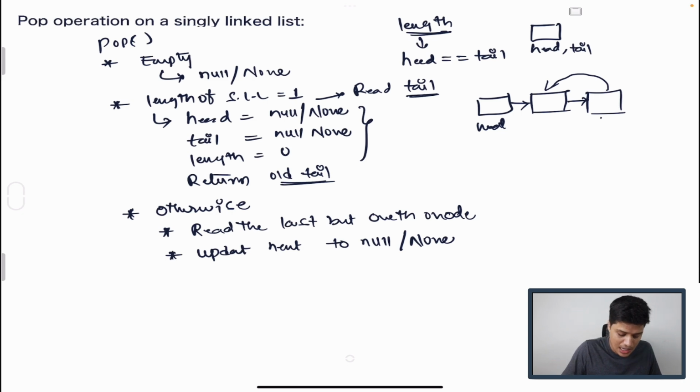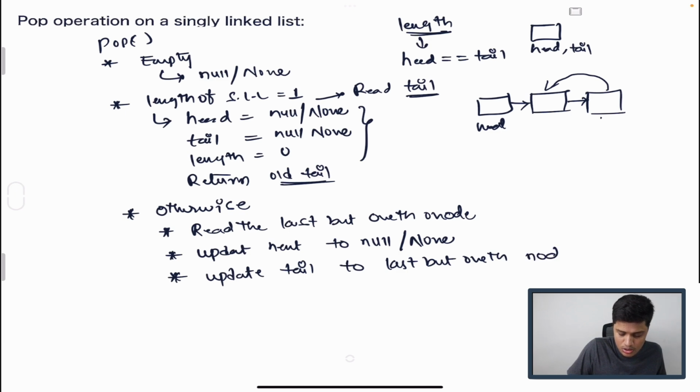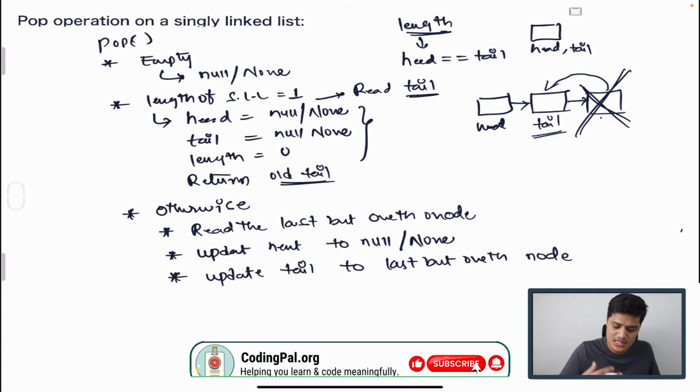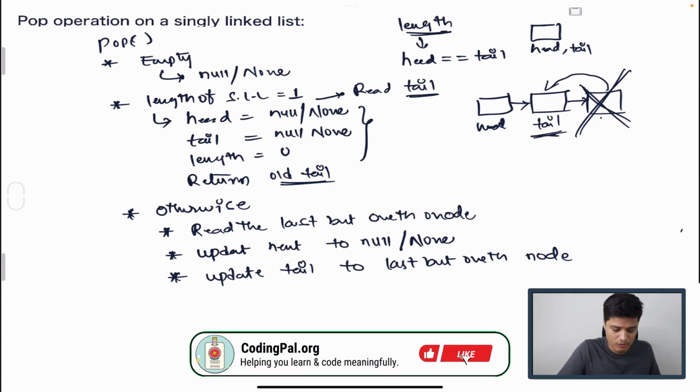and we will simply update tail to the last but one node, because the reference of the old tail has been lost in the last but one node, since we have updated it to null or none. So this will no longer be the tail node. We have to make sure that tail is updated to the actual last node in the singly linked list, which is nothing but the last but one node.